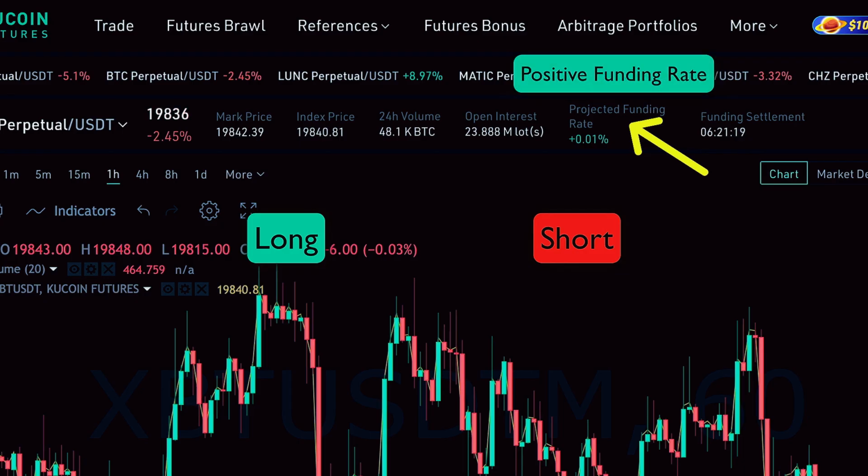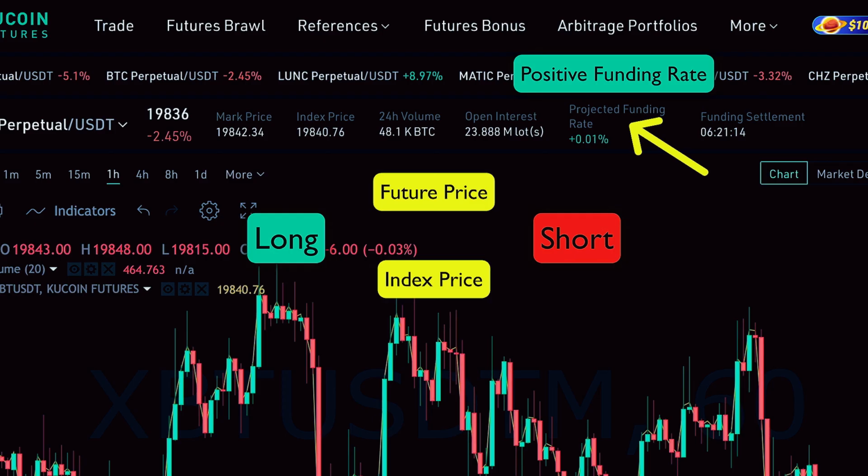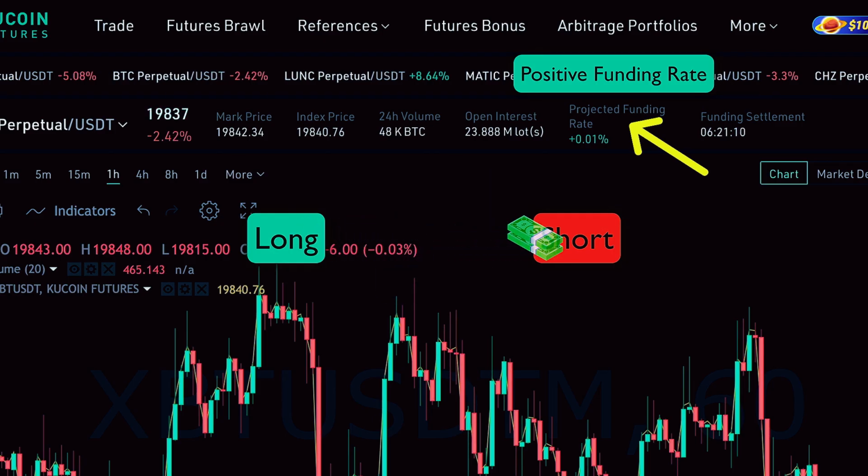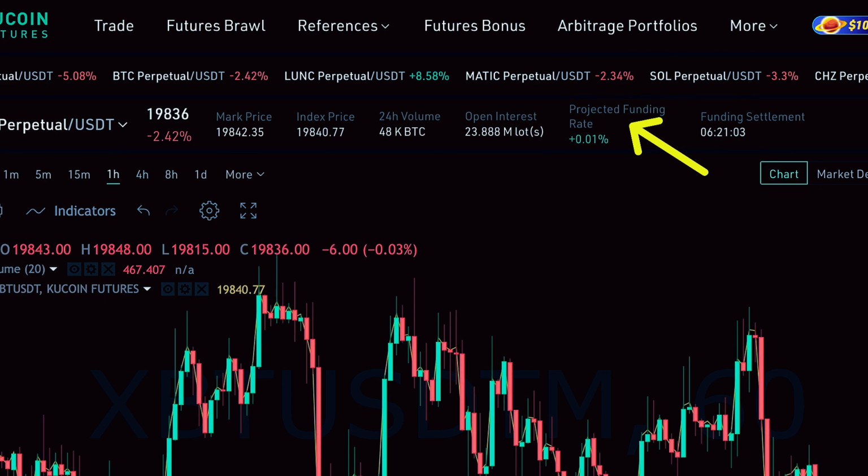When the funding rate is positive, the price of the future contract is usually higher than the index price. In this case, traders who are long pay for short positions. When the funding rate is negative, then the short positions pay for long positions. On KuCoin, that happens every 8 hours, so 3 times a day. And here we can see a countdown of when the next funding will take place.